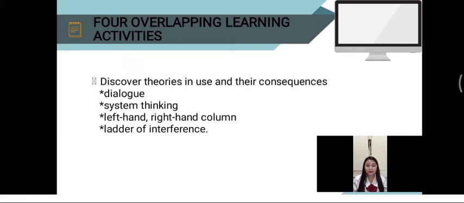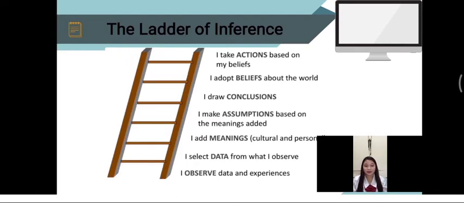The fourth method that helps people to discover their mental models and theories is called the ladder of inference, as shown in the figure. It is a tool that aids in understanding how concrete experiences are connected to the assumptions and beliefs that guide behavior. The ladder shows vividly how members' theories in use can be faulty and lead to ineffective actions.